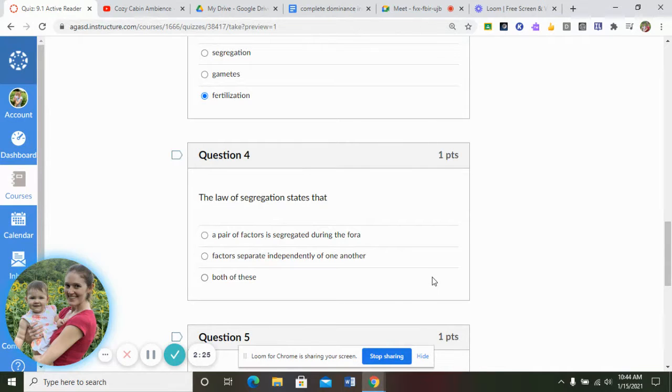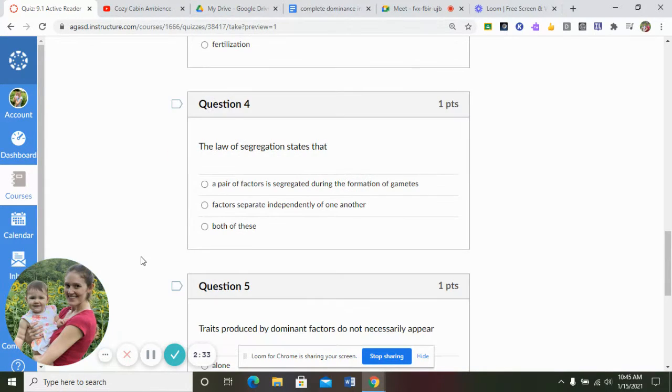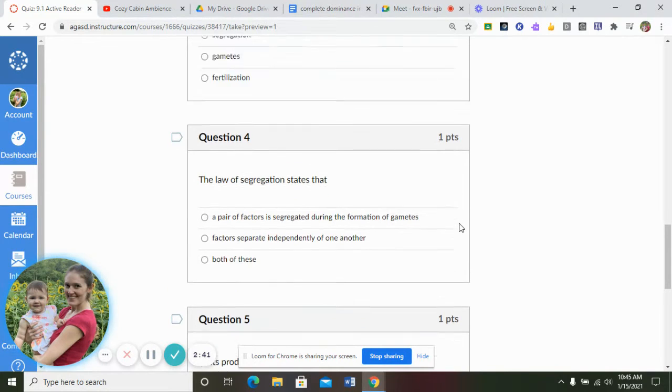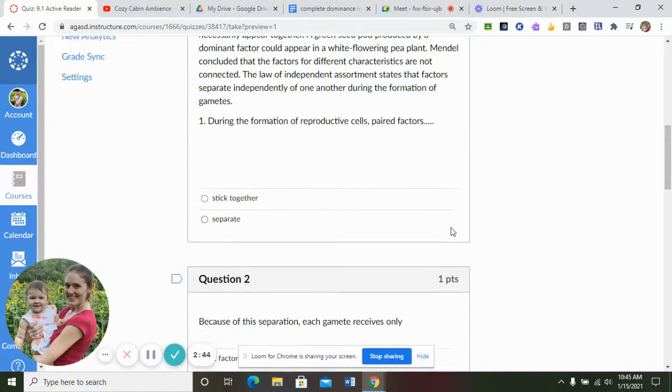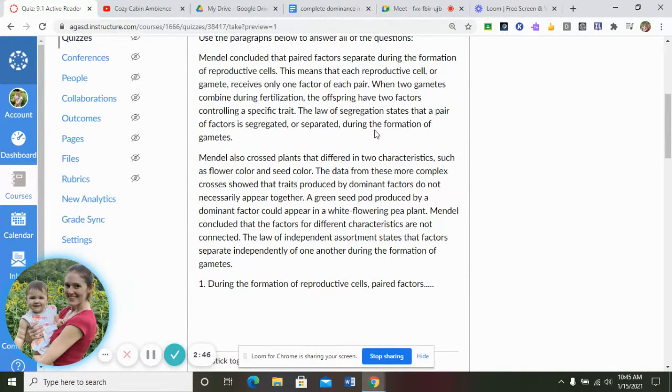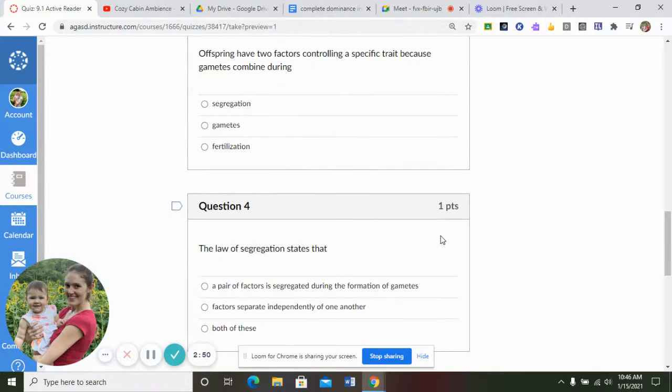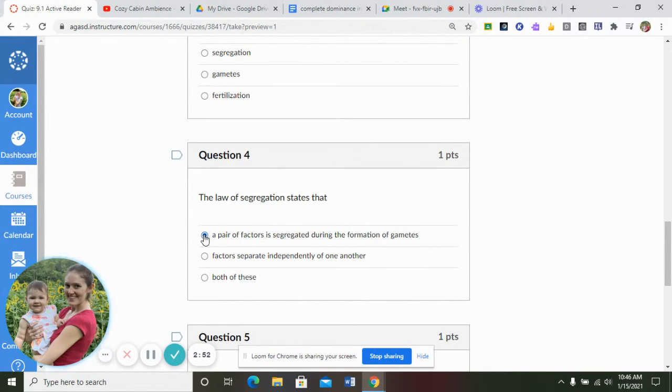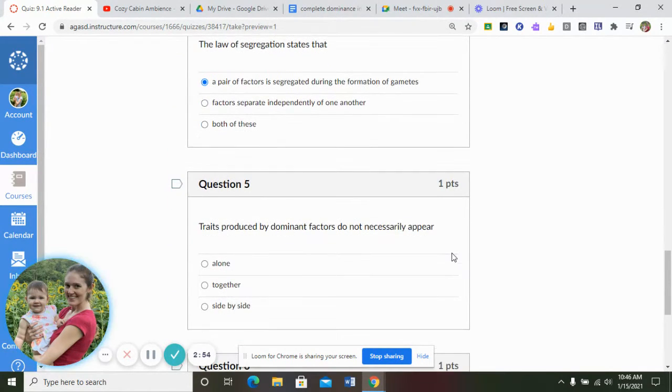The law of segregation states that a pair of factors is segregated during the formation of gametes. Factors separate independently of one another or both of these. So if we go back up to the law of segregation, states that a pair of factors is segregated or separated during the formation of gametes. So I'm going to go with the first one here. They're segregated during the formation of gametes.